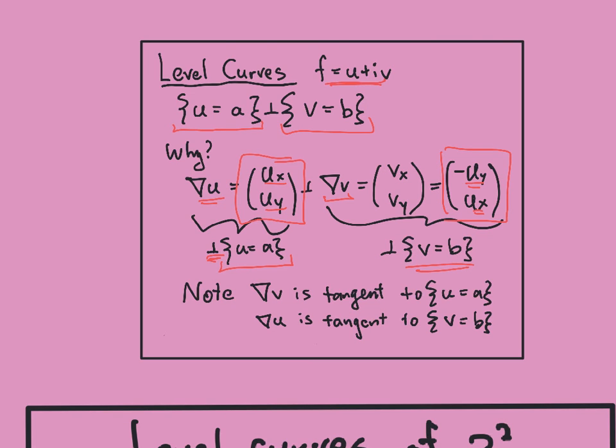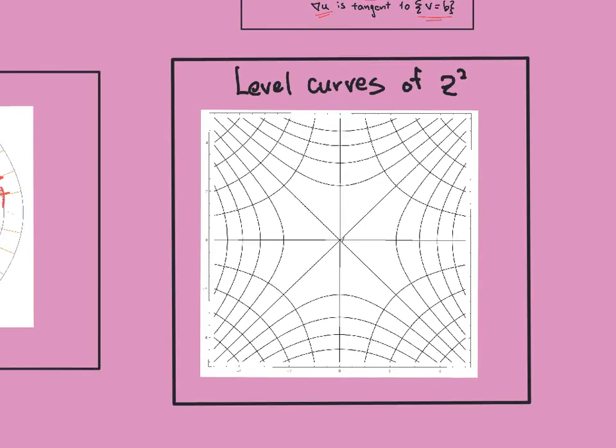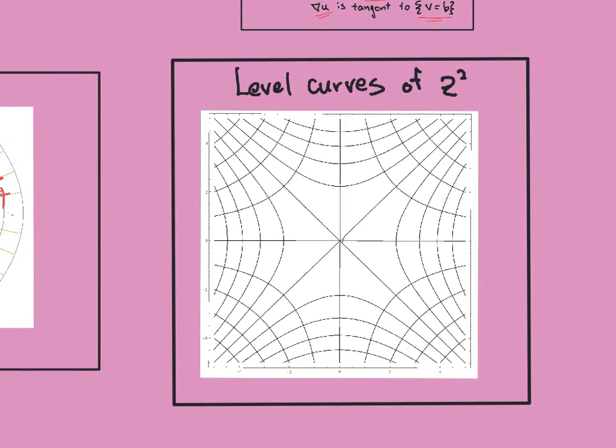And note out of this that since there are only two dimensions here, the gradient of v will actually be tangent to the different level curves of u, and the gradient of u will be tangent to the different level curves of v. And here we can see, or we've drawn level curves of z squared, that they are indeed tangent to each other, or sorry, orthogonal to each other.